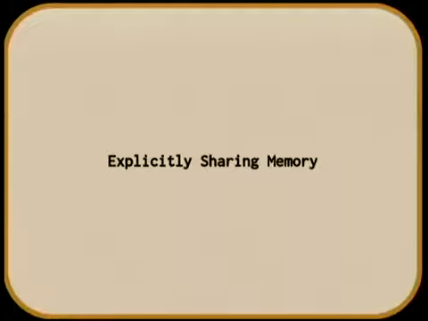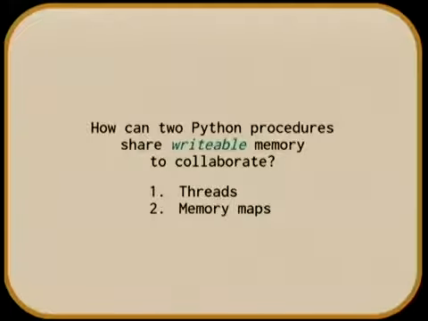Finally, I should mention explicitly sharing memory. How can two Python processes share writable memory deliberately if they want to collaborate?